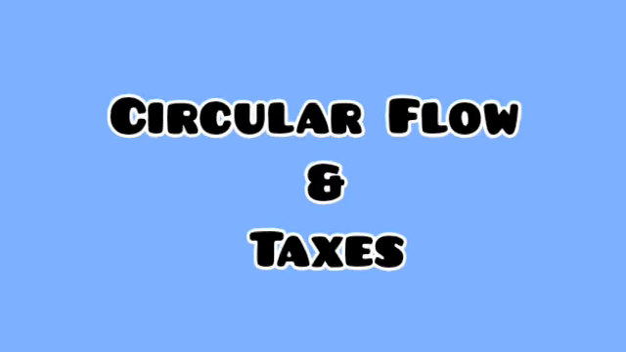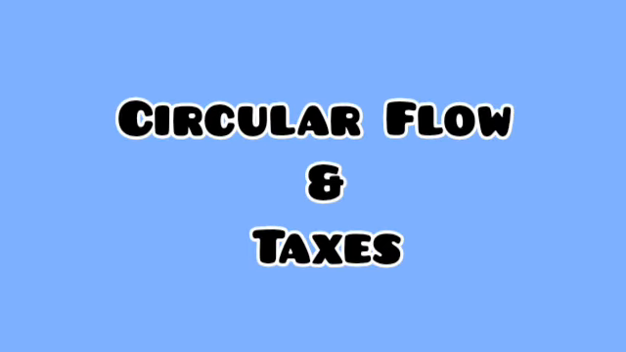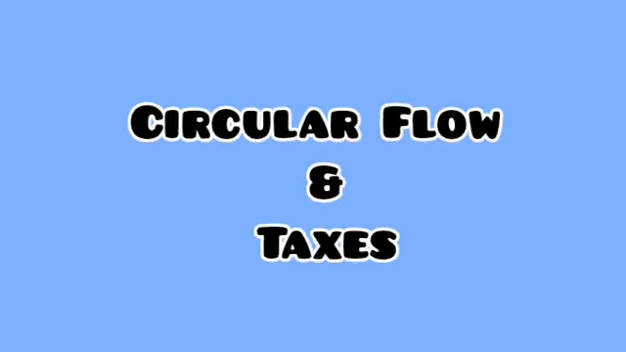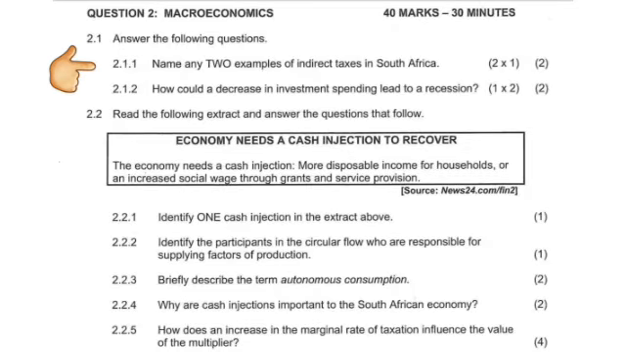So let's start at the beginning of our question paper, where it mostly focuses on the circular flow and taxes. Our 2.1 says answer the following questions. In 2.1.1, they say name any 2 examples of indirect taxes in South Africa. So indirect taxes, we are talking about the type of tax that is already included in your price. Basically, you don't get to pay it separately, unlike things like income tax.